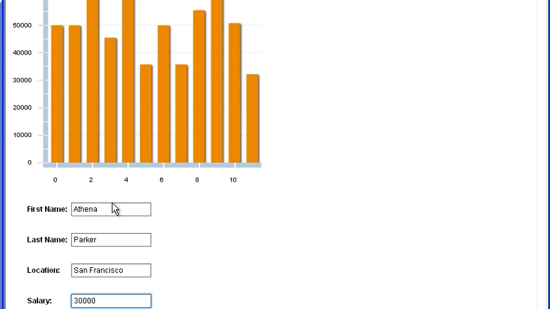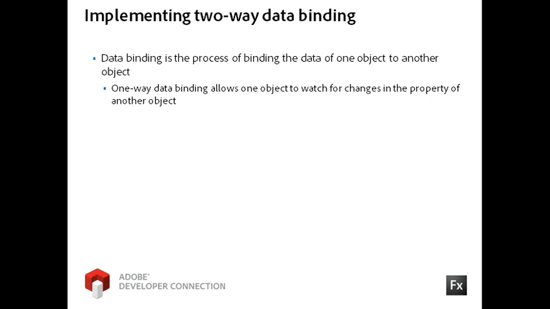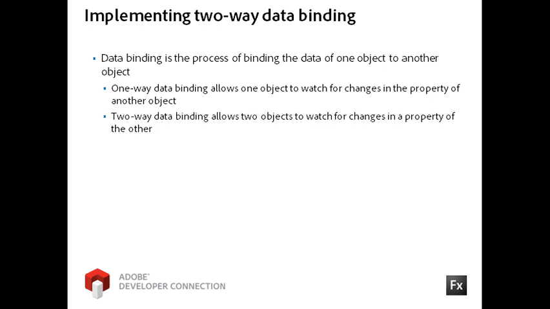This is because the bindings are one-way data bindings. One-way data binding allows one object to watch for changes in the property of another object. In my example, the text input controls are set to watch for changes in the selectedEmployee object, but the selectedEmployee object is not watching the text input controls. A two-way data binding allows two objects to watch for changes in a property of the other object. Note that two-way data binding is not available before Flex 4.